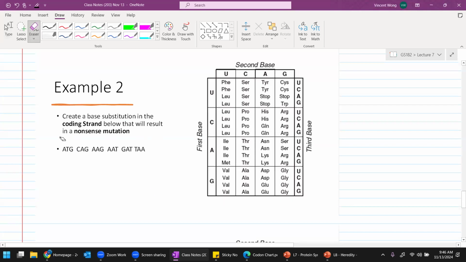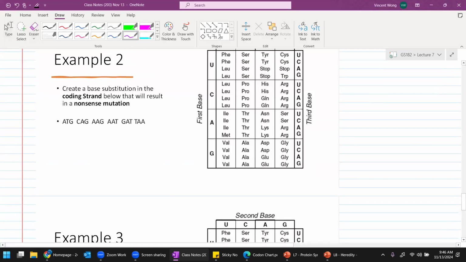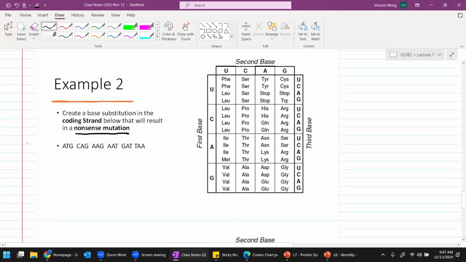Does anybody want to share their answer? Any brave soul? Go for it. So I changed the CAG, the second one, to GUC, which is valine. And then I changed the middle one to GCC, which is ALA. What you're doing is you're creating a sense mutation, but the question asks for a nonsense mutation.